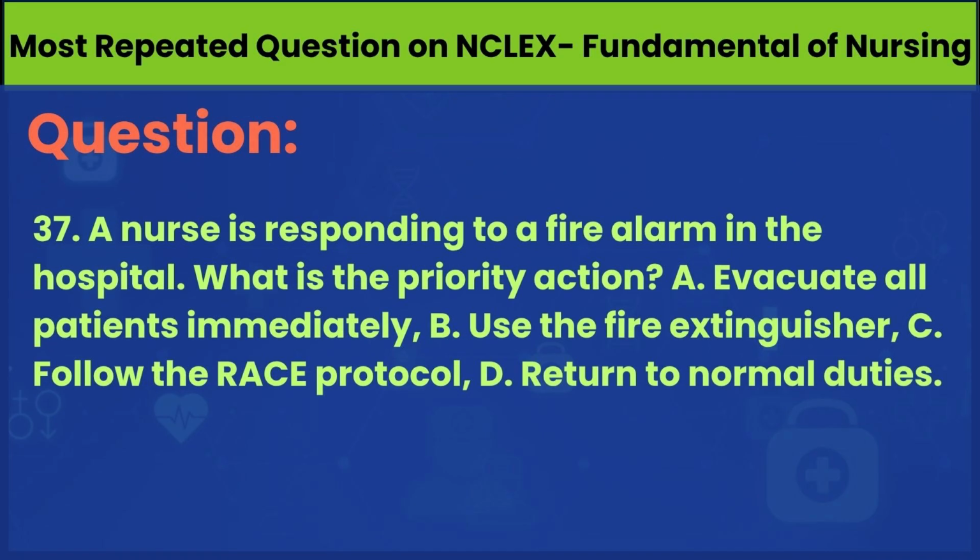37. A nurse is responding to a fire alarm in the hospital. What is the priority action? A. Evacuate all patients immediately. B. Use the fire extinguisher. C. Follow the RACE protocol. D. Return to normal duties.